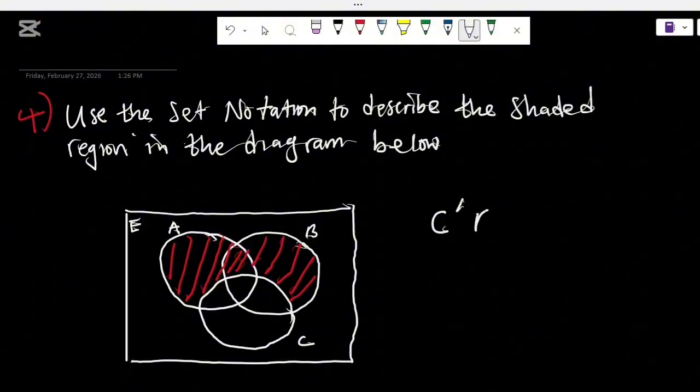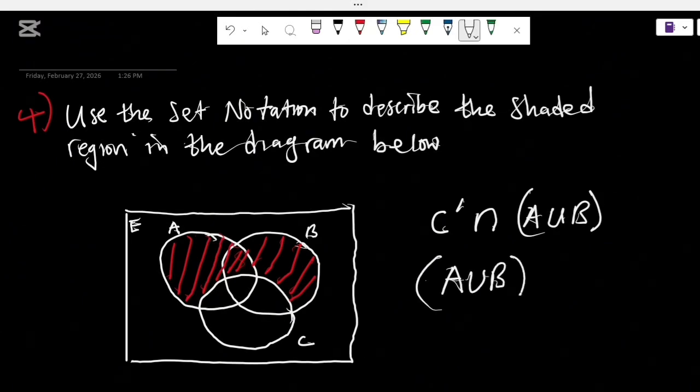And so we're going to write now the union because we are talking about A union B. So this is A union B. To write it in a more formal way, it's A union B intersection C complement. So this is how we write it.